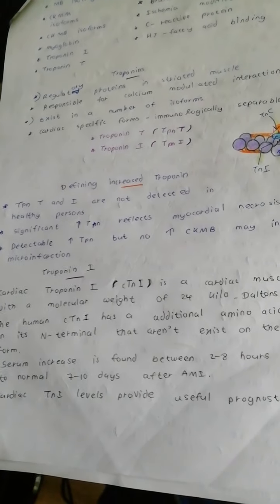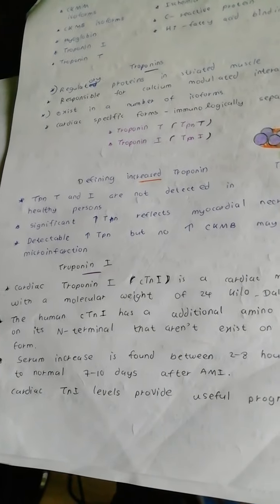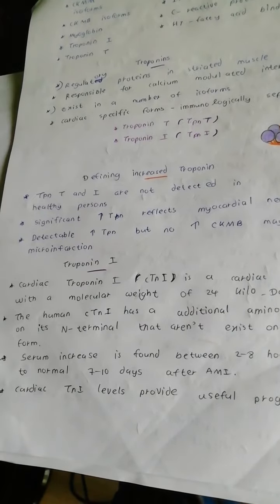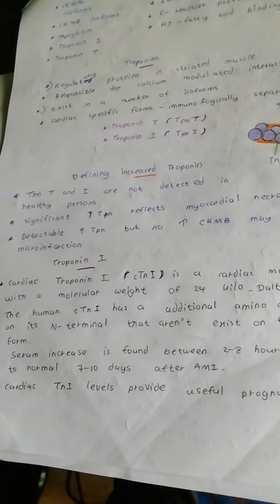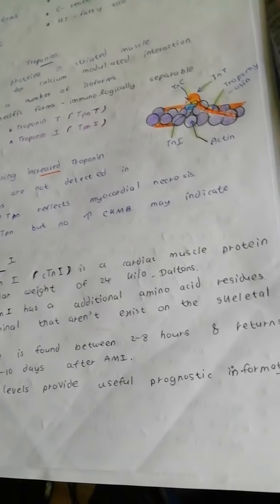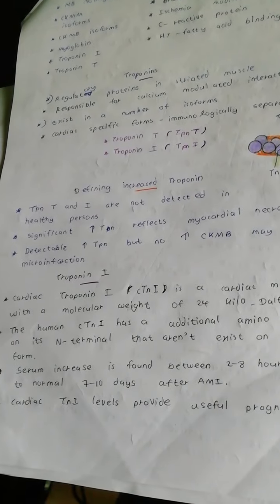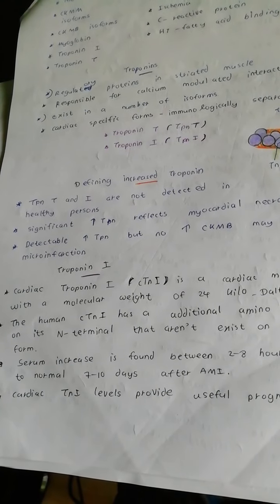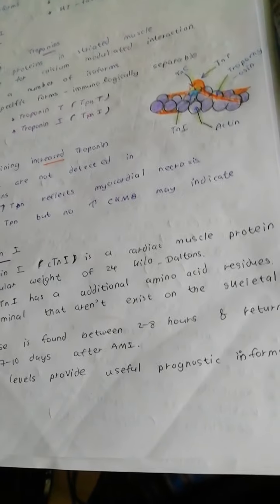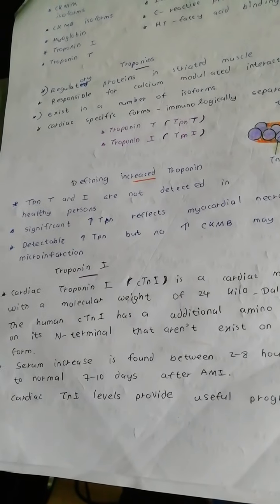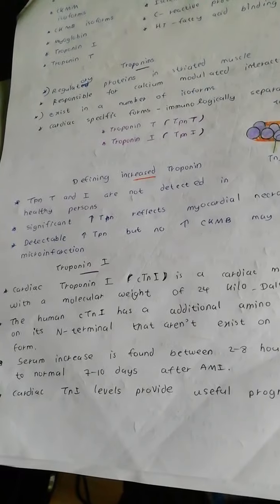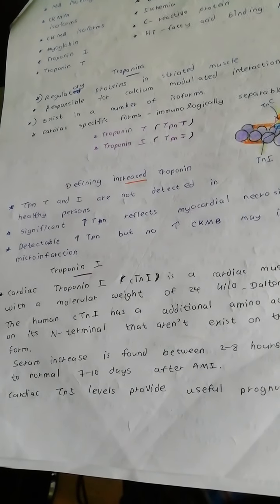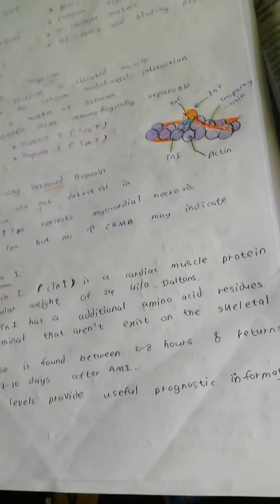Troponin I: cardiac troponin I is a cardiac muscle protein with a molecular weight of 24 kilodaltons. The human cardiac troponin I has additional amino acid residues on its N-terminal that do not exist on the skeletal form. Serum increase is found between 2 to 8 hours and returns to normal 7 to 10 days after acute myocardial infarction. Cardiac troponin I level provides useful prognostic information.